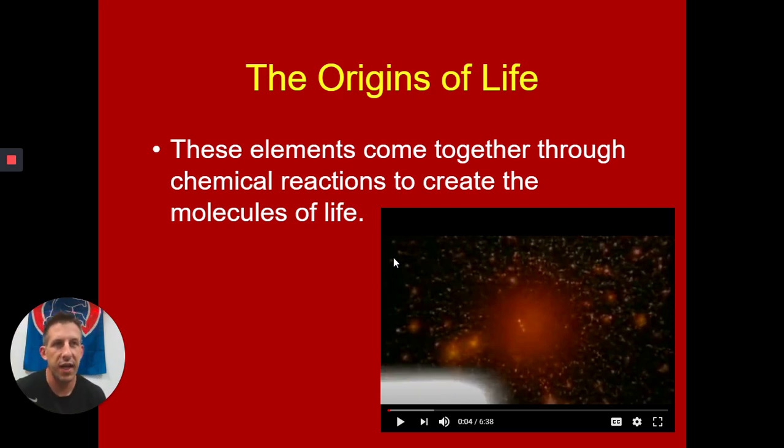And to do that, if you think things started out very simply as chemicals and molecules and compounds and atoms, you've got to find a way to put them together abiotically without life being there. And somehow these things have to be put together. And so that's what this video describes. It describes the elements that we just listed on the previous slide coming together through chemical reactions to create the molecules of life.